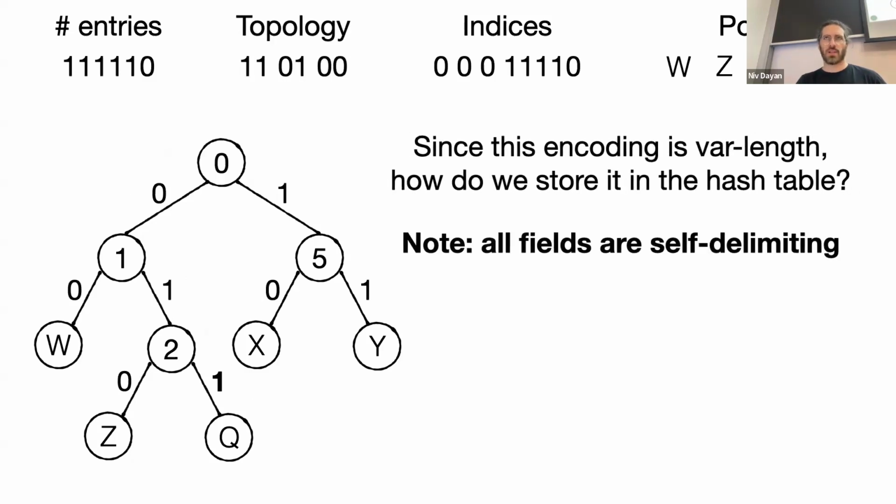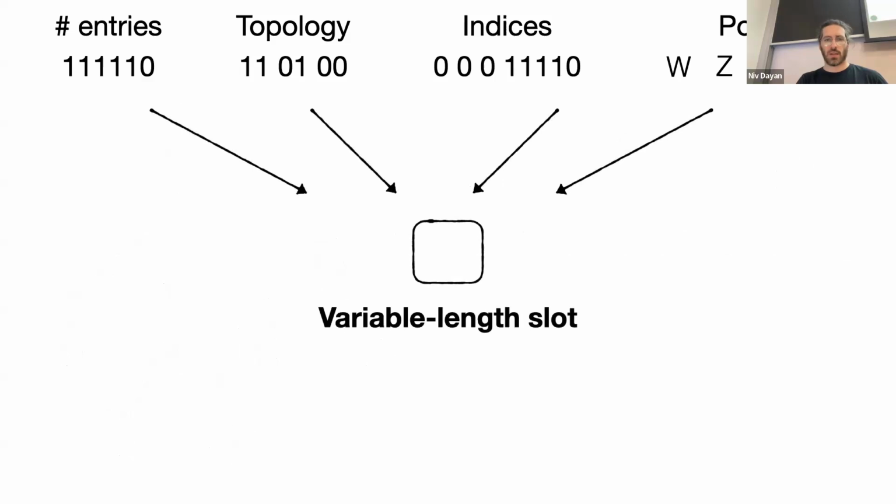Note that all of these fields are self-delimiting. But note that this whole thing is variable length. So each slot in this array is going to be variable length depending on the number of entries that actually map to it. And that's going to make it a little bit problematic because usually in a hash table, we need to have fixed length slots to be able to access things randomly. So what can we do here? Yeah, we need some sort of way to clear space.